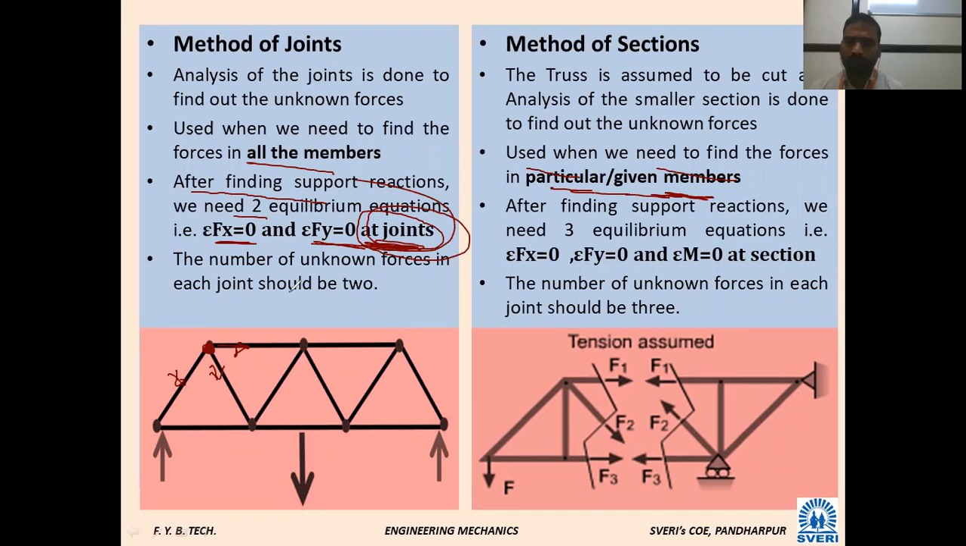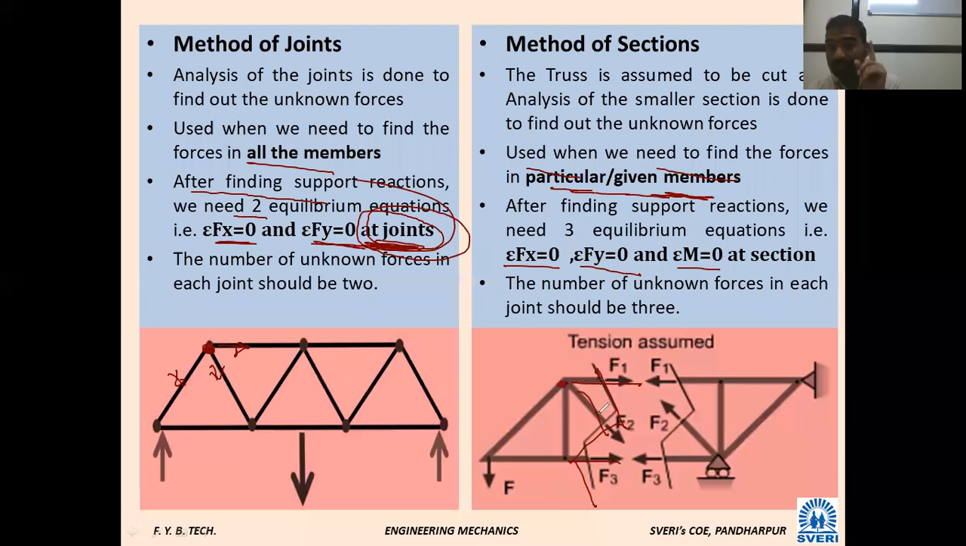Now, if method of section is given, in this case sigma fx is equal to 0, sigma fy is equal to 0, and sigma m is equal to 0, because I don't know which type of members are there. See, in this section he has taken, this is one member, this is another member, this is another member. Are all the three members passing through the given point? No, it is not passing through only one point, correct? It is a different point. It means you have to consider moment about a point is equal to 0. If it is passing through the point, then that will not produce any moment.